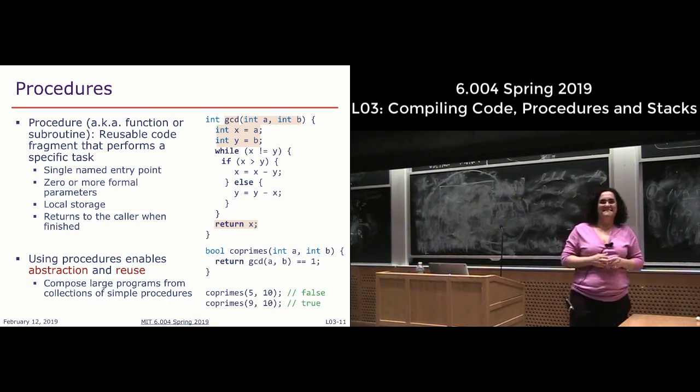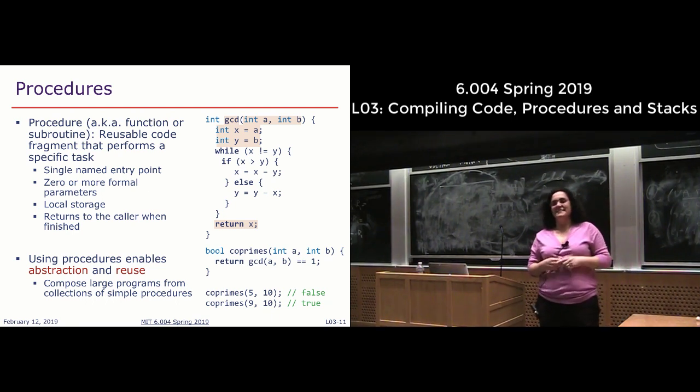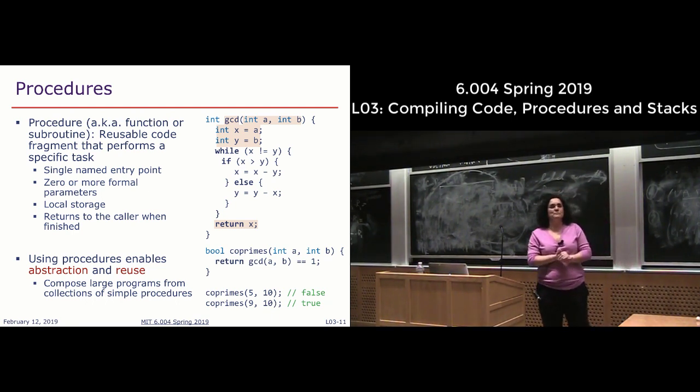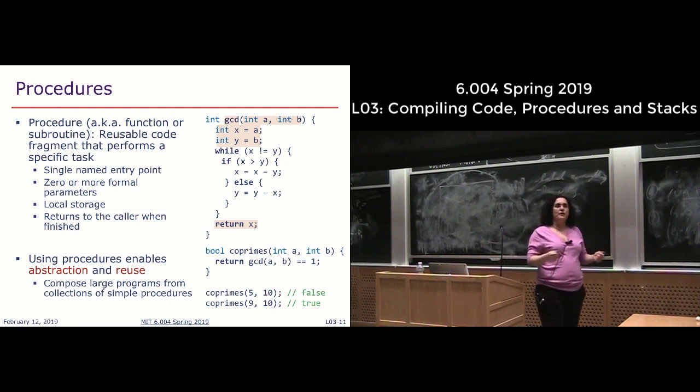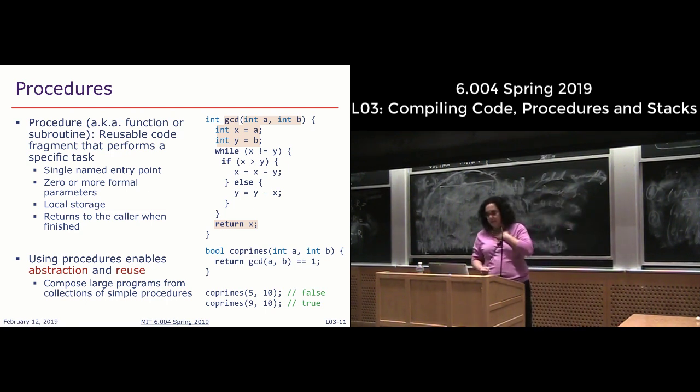Yeah. Two numbers are coprime if their greatest common divisor is 1. Exactly. Okay, so how can I implement this? I can make use of my GCD function that already exists, right? So what I'm going to do is I have two numbers, and I'm going to call GCD on those two numbers. And if the GCD of those two numbers is 1, then that means that they are coprimes.